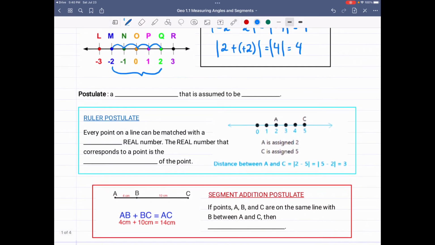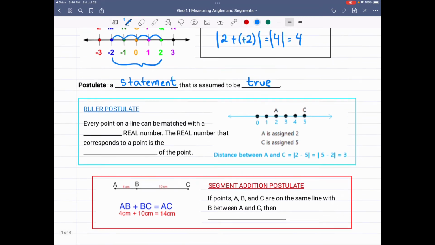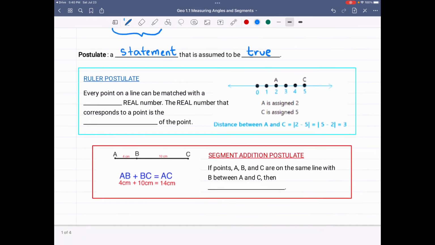What is a postulate? A postulate is something that comes up in geometry a lot, and it's just a statement that is assumed to be true. Okay, so I have some postulates in this lesson to go over with you.